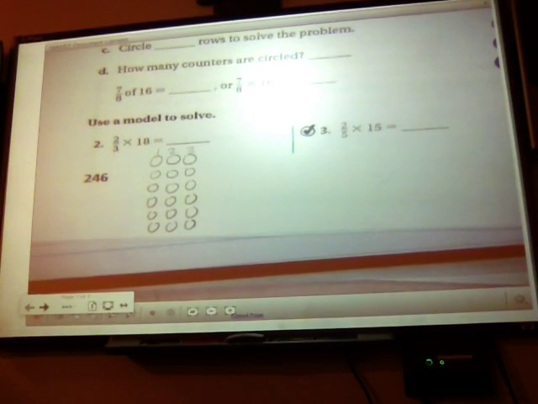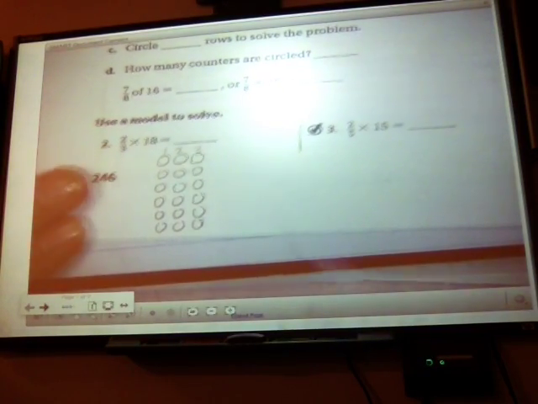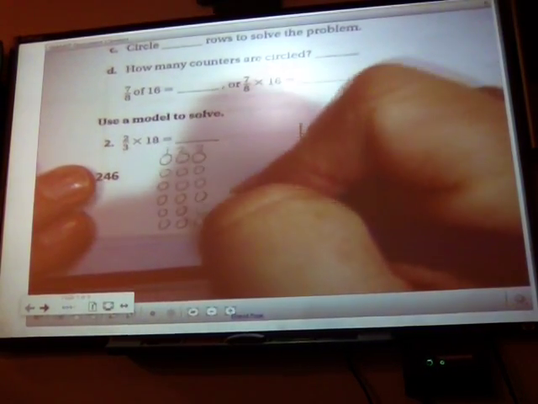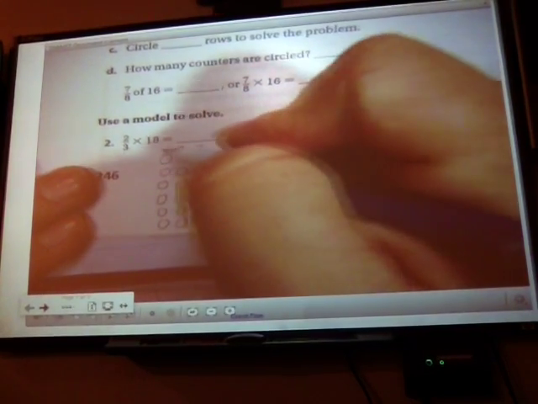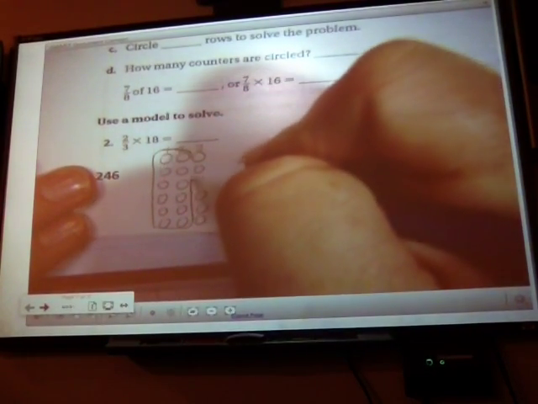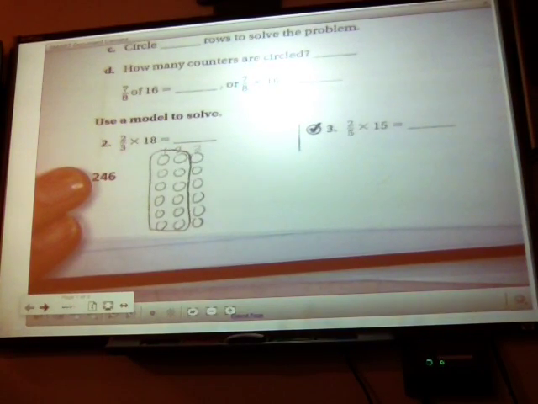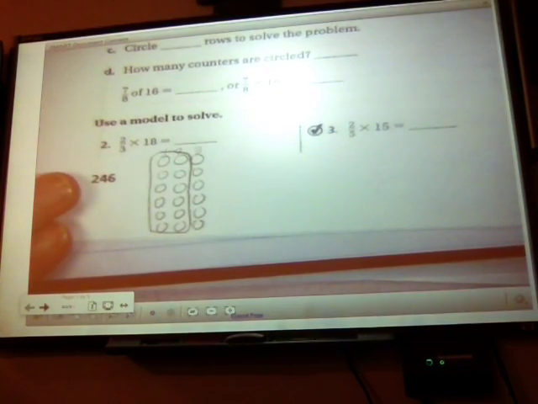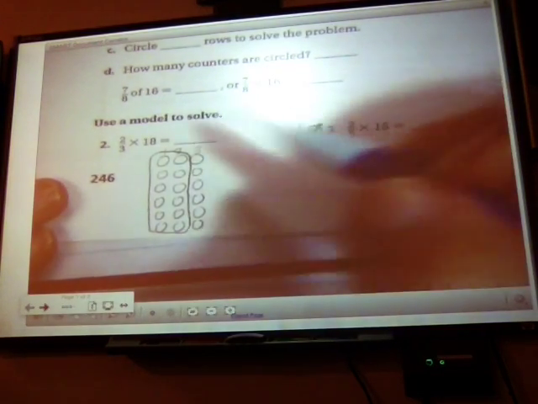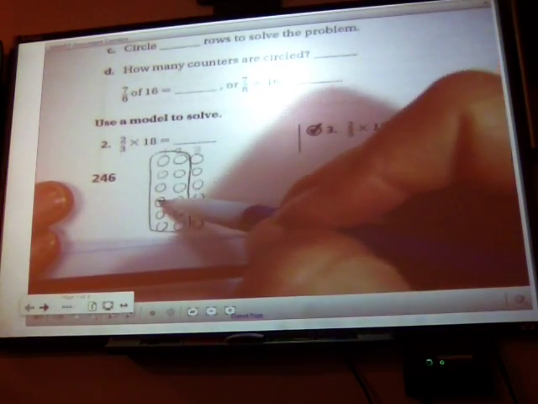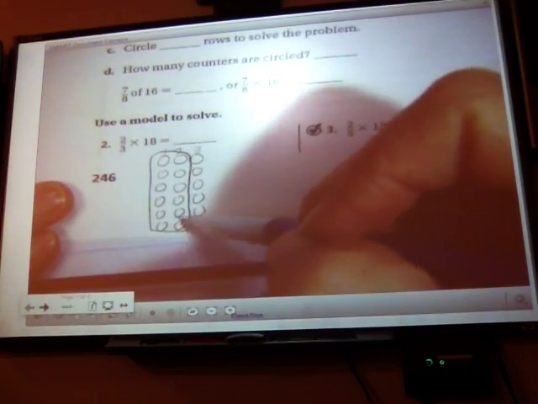All right, so what am I going to do now? Abby, what am I going to do now? So how many groups am I going to circle, sweetheart? 2 out of what? 2 out of 3 groups. Here's 1 group out of 3, 2 groups out of 3, and there's 3 groups out of 3. I only want 2 groups out of 3. So Cassie, how many is 2 groups out of 3? 6. 1, 2, 3, 4, 5, 6, 7, 8, 9, 10, 11, 12.